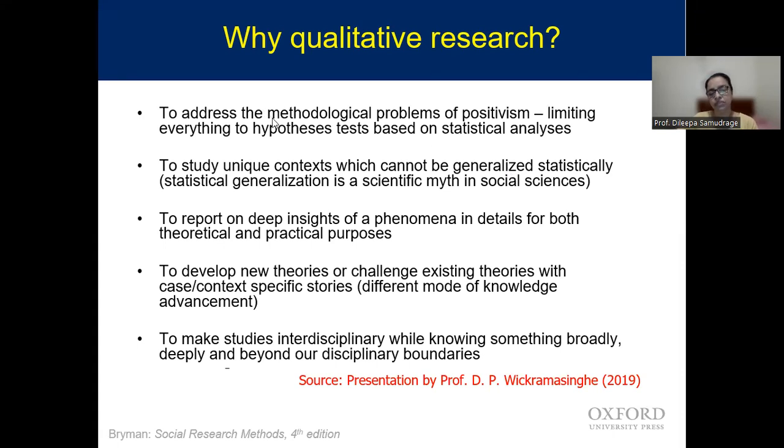Okay. The first point is, it says to address the methodological problems of positivism. Because you have studied quantitative studies up to today. It's positivism, so you always limit to hypothesis. First you hypothesize about a particular research issue, and then you test whether this hypothesis is significant or not, acceptable or not. So there are certain methodological issues of positivism, and to address them we need qualitative research.